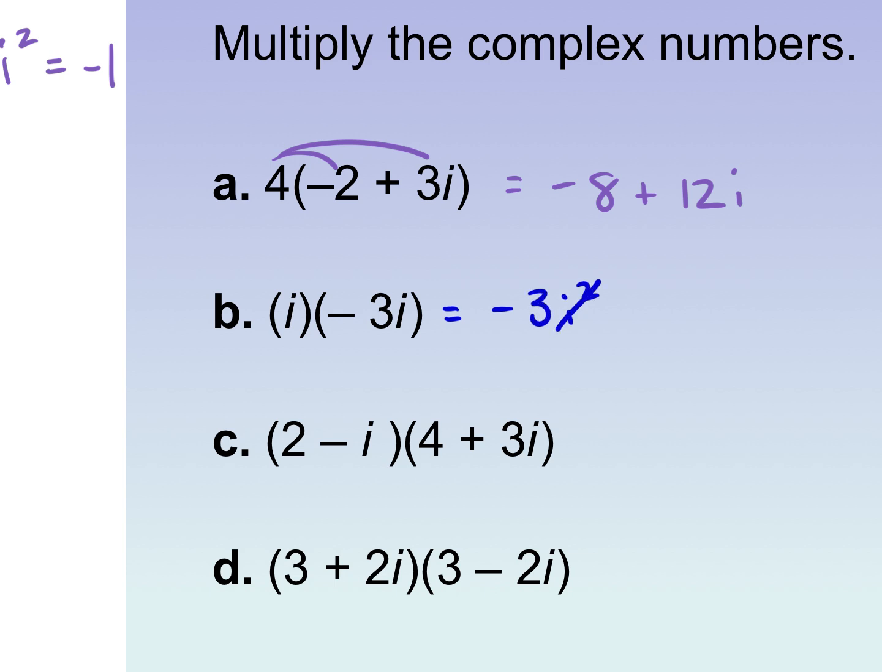-3i squared, and i squared changes to -1. So -3 times -1 is +3. Awesome. Good job. What do we have to do for C?